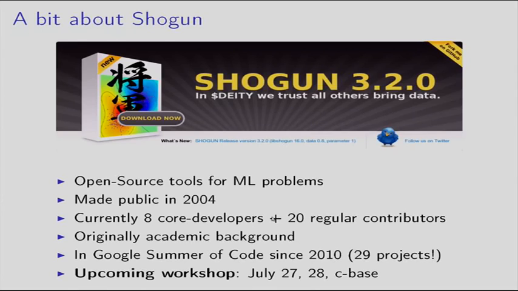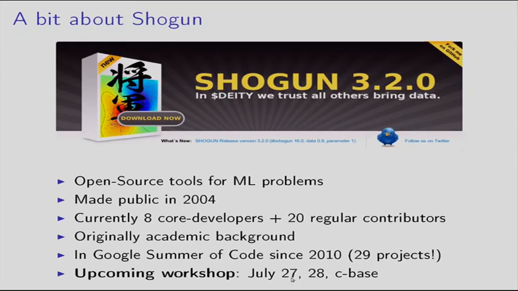The original background is from academia, so people at university have been developing this, and I work at university, so it's still academia, but we are getting more and more into more applied regions. What really boosted the project is that 4 years ago we started doing the Google Summer of Code, and so far we have done 29 projects. That's 29 times 3 months of full-time work, so we got quite some impact with this. We'll do a workshop this weekend, Sunday, Monday, which is free. So feel free to drop in, I'll give you some details.